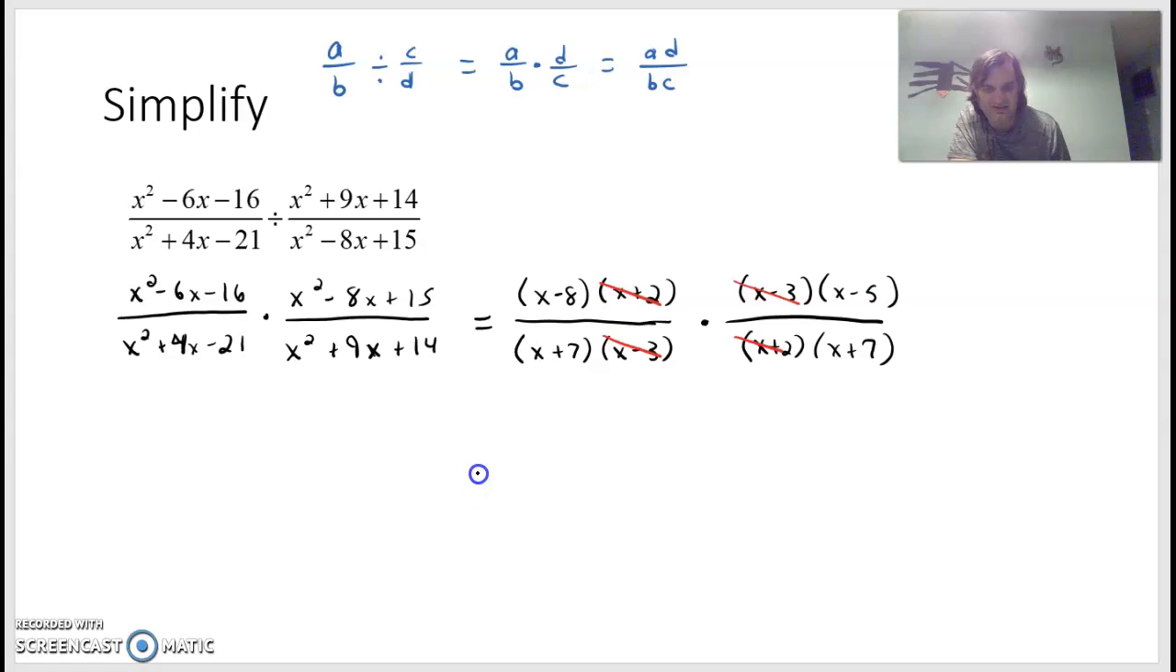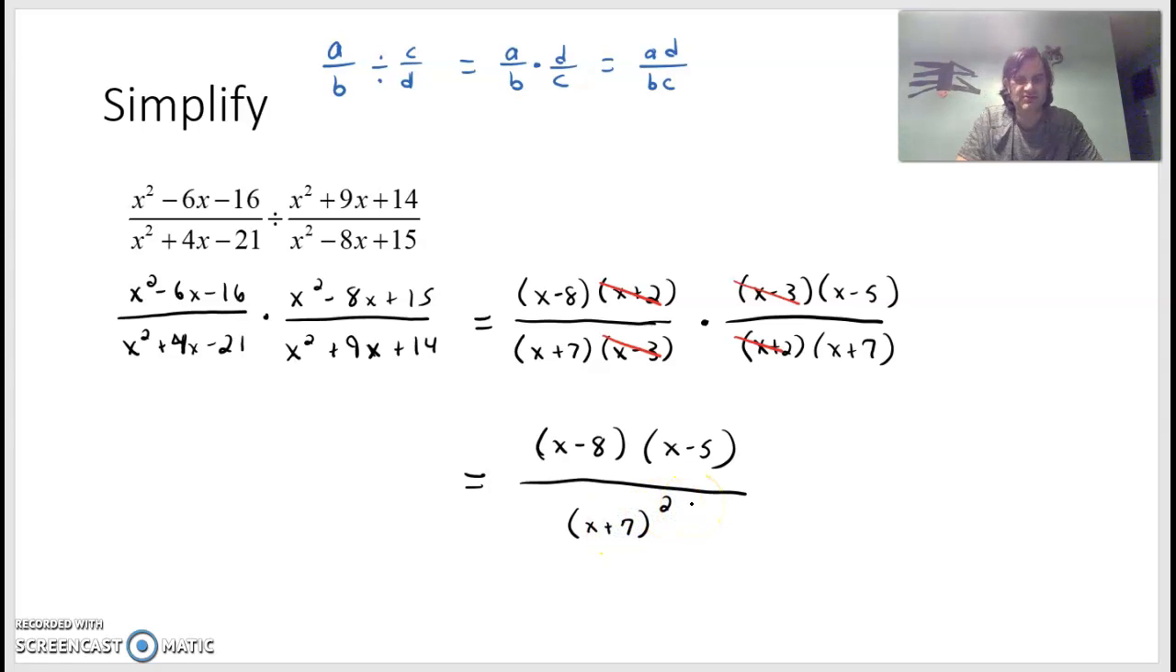So I'm going to leave things factored just to show that we can't cancel anything else out. But on top we have x minus 8 times x minus 5. And on the bottom, since they're both x plus 7, I'll say it's x plus 7 squared. The drawback to multiplying all that out is that somebody who comes behind you and looks at it is not sure if anything else will cancel and would have to do the work to factor it to find out. So that saves some trouble. If we need it back together, we can put it back together later, but not up front.